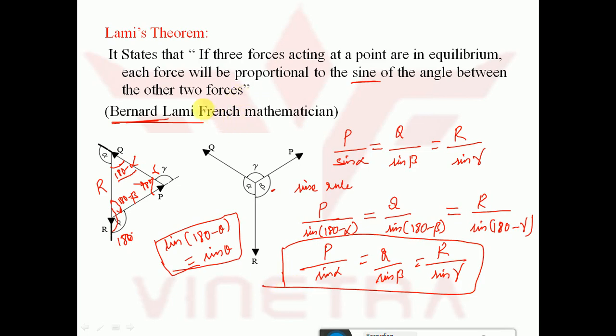As per Lami's theorem, if there are three concurrent forces and they are in equilibrium, then P divided by sine alpha is equal to Q divided by sine beta is equal to R divided by sine gamma. This relation holds good provided there are three concurrent forces and they are in equilibrium. Only then is it applicable, otherwise it fails.